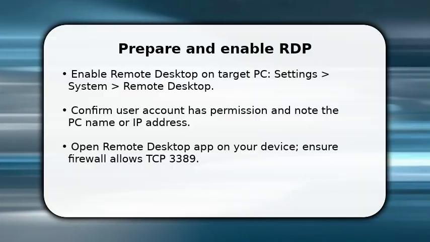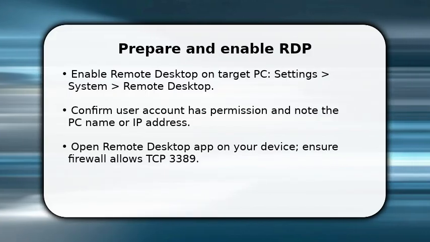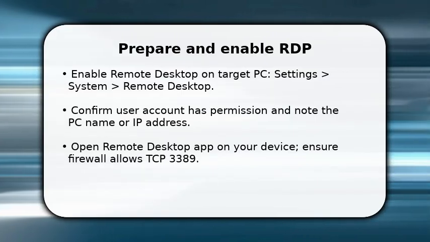You begin by enabling Remote Desktop on the PC you want to access. Go to Settings, System, Remote Desktop, and toggle it on. Once done, add the user account or group that will sign in and write down the PC name or its IP address for the connection.